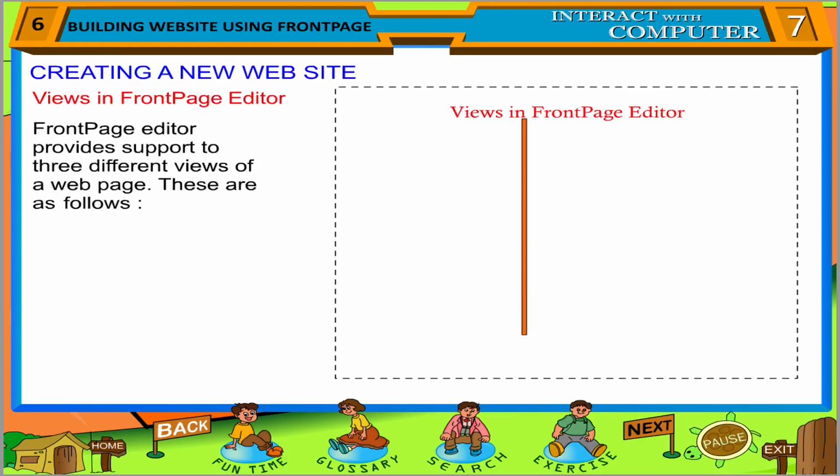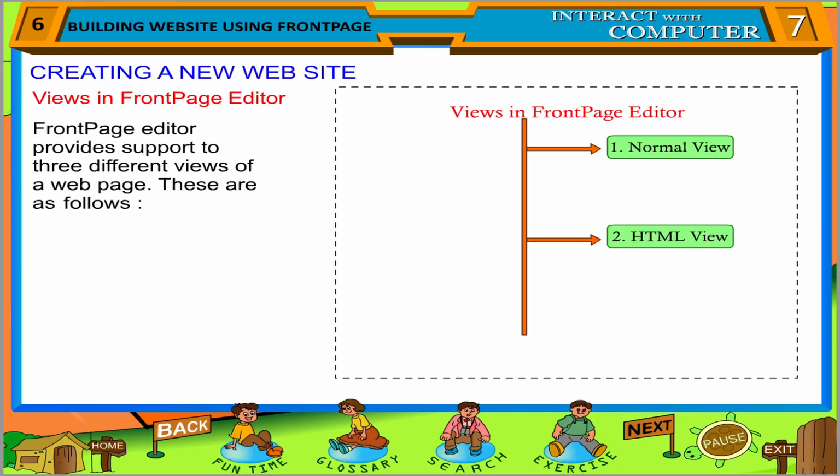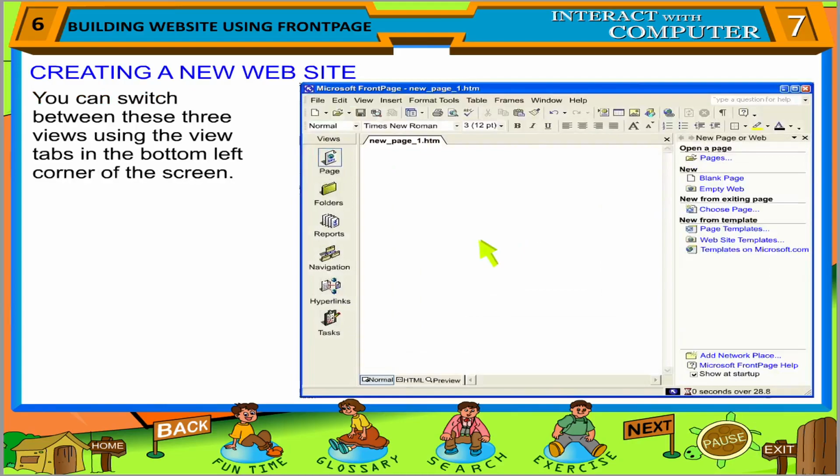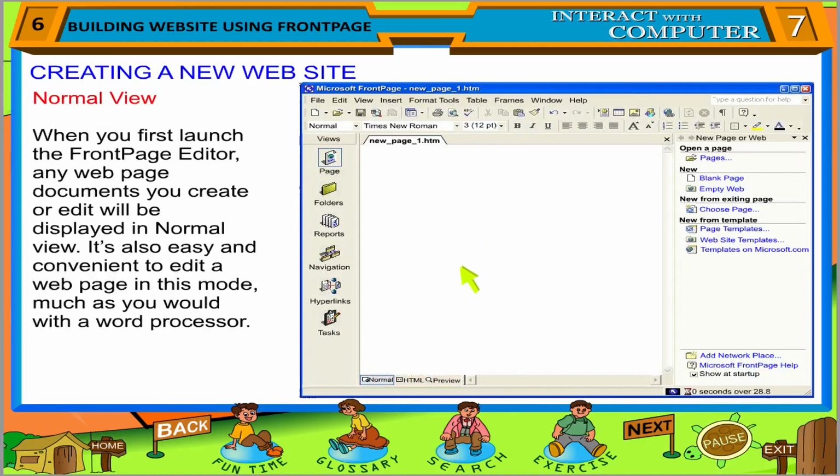Views in Front Page Editor. Front Page Editor provides support to 3 different views of a web page. These are as follows: Normal View, HTML View, Preview. You can switch between these 3 views using the View tabs in the bottom left corner of the screen. Normal View. When you first launch the Front Page Editor, any web page documents you create or edit will be displayed in Normal View.